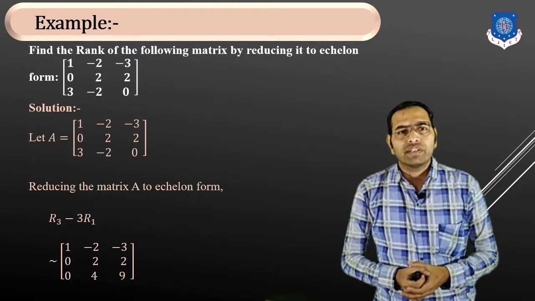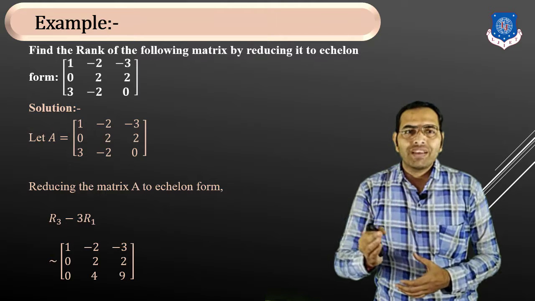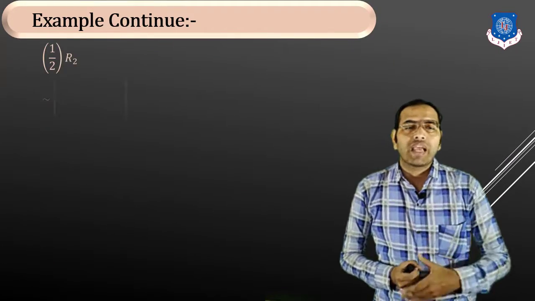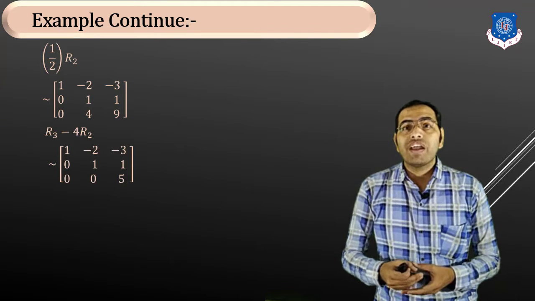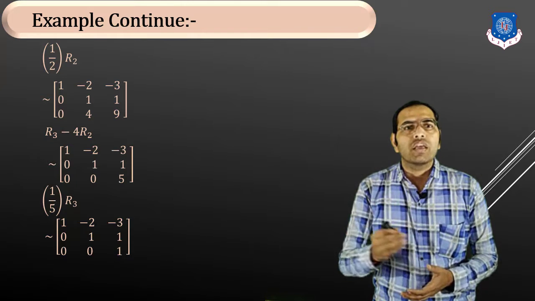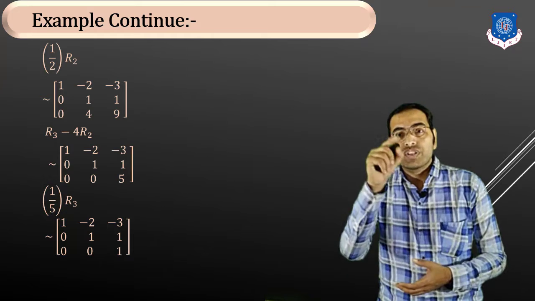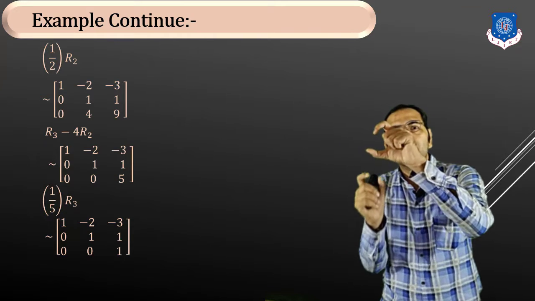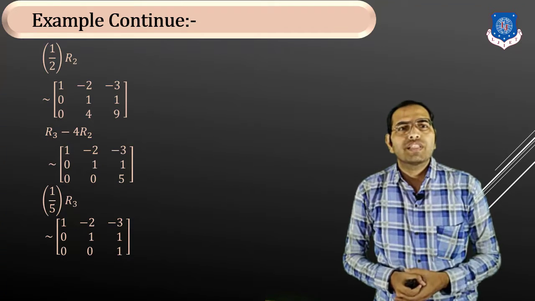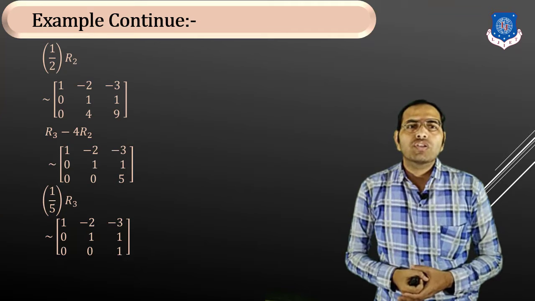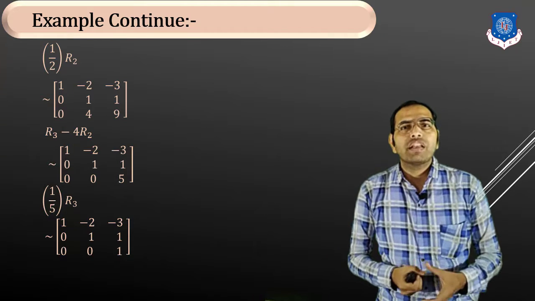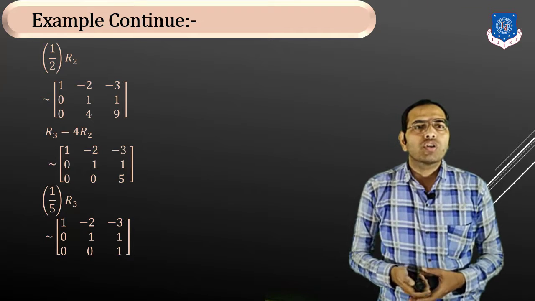Here applying R3 minus 3 R1, that will give you 1, minus 2, minus 3, 0, 2, 2, 0, 4, 9. Now making the leading element in the second row, dividing the second row by 2, that means one half R2, that will give you 1, minus 2, minus 3, 0, 1, 1, 0, 4, 9. Now the second row has a leading 1, and to make the element below that leading element 0, applying the operation R3 minus 4 R2, our matrix becomes 1, minus 2, minus 3, 0, 1, 1, 0, 0, 5. Now in the third row, making the leading element, dividing the third row by 5, that will give you 1, minus 2, minus 3, 0, 1, 1, 0, 0, 1.